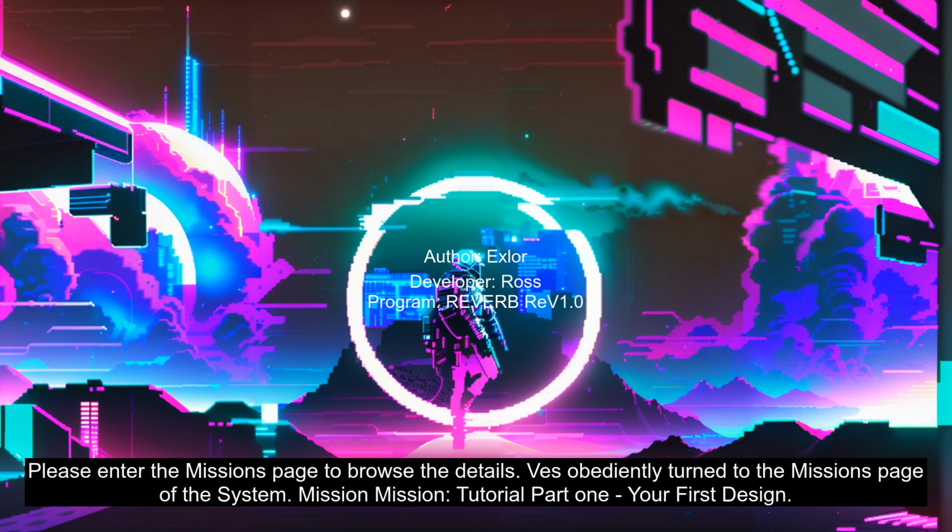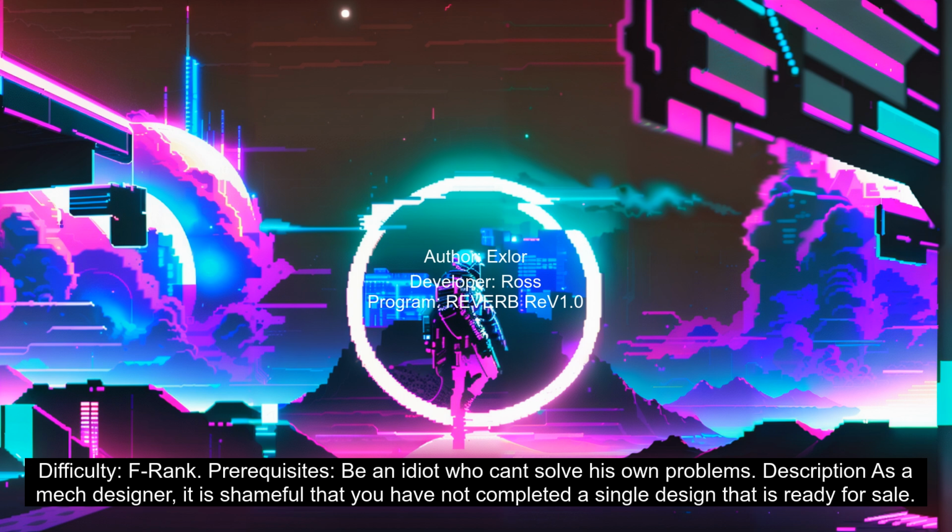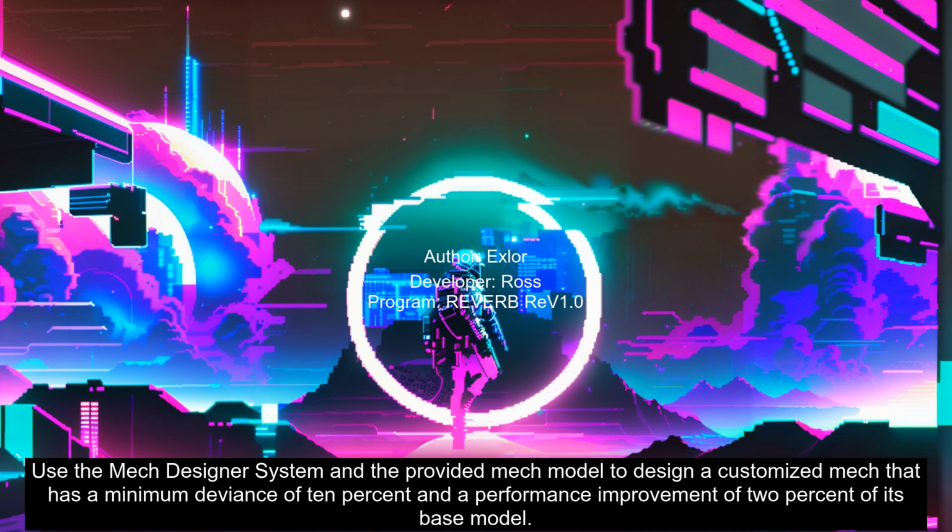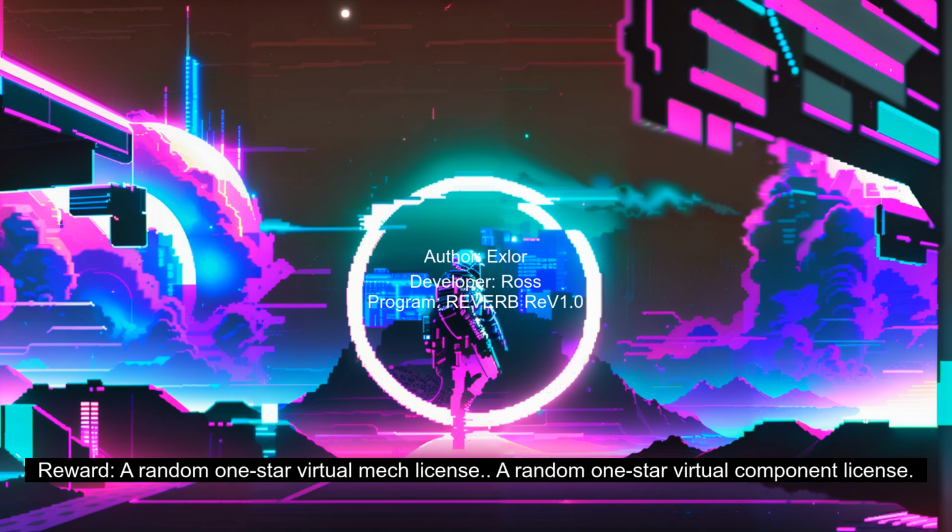Mission. Tutorial Part 1. Your first design. Difficulty: F rank. Prerequisites: be an idiot who can't solve his own problems. Description: as a mech designer, it is shameful that you have not completed a single design that is ready for sale. Use the Mech Designer system and the provided mech model to design a customized mech that has a minimum deviance of 10% and a performance improvement of 2% of its base model. Reward: a random 1-star virtual mech license, a random 1-star virtual component license.